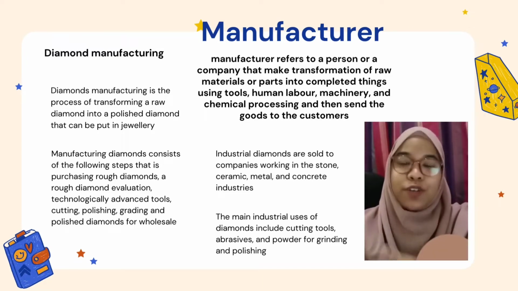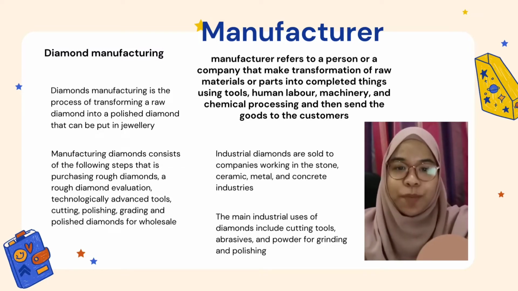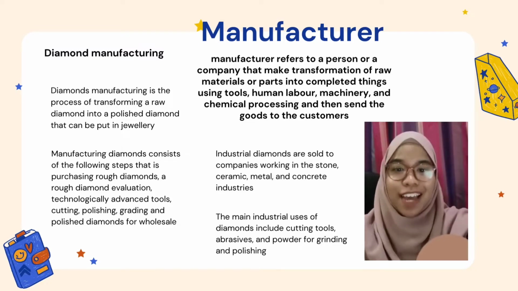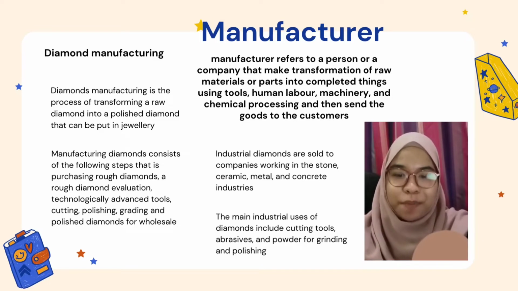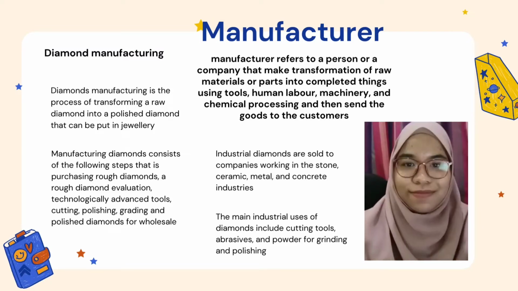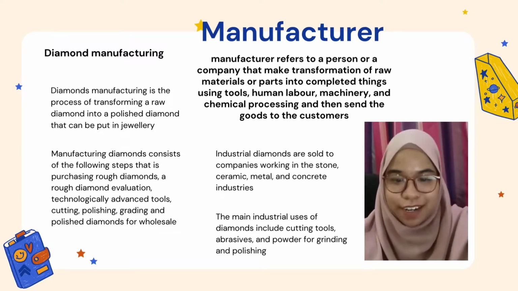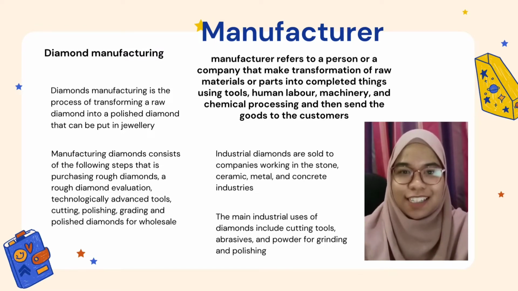Manufacturer refers to a person or a company that transforms raw materials or parts into completed things. Diamond manufacturing is the process of transforming a raw diamond into a polished diamond that can be put in jewelry. Manufacturing a diamond consists of the following steps that can be seen in the slide.